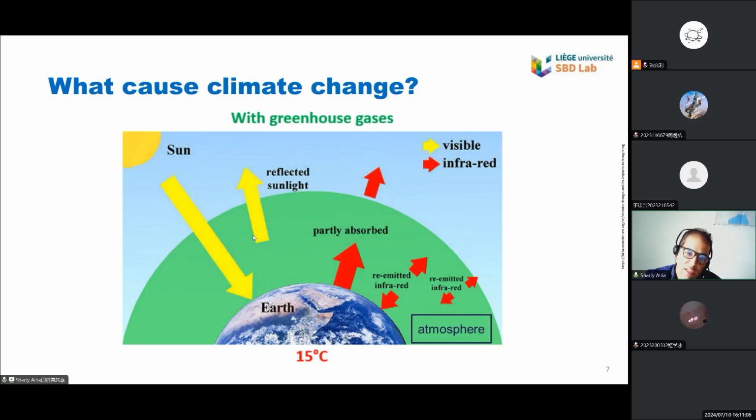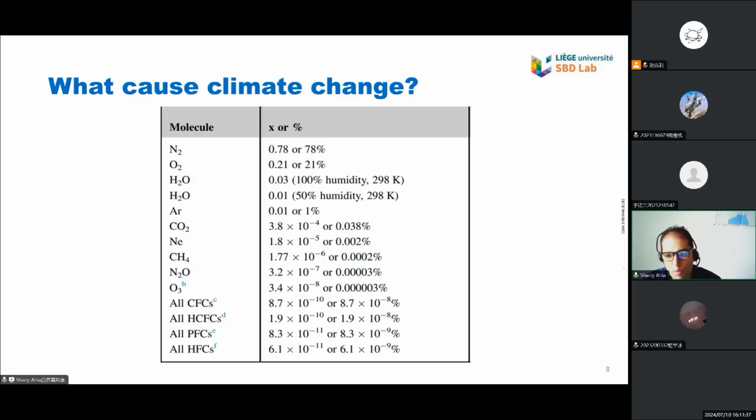This green layer is a certain mix of gases, and this mix of gases is trapping or blocking the reflectivity of the infrared, meaning that a part of these infrared radiations is absorbed in the atmosphere and re-emitted, and re-emitted. This means that we are in a vicious cycle, increasing artificially the temperature of the atmosphere around the planet. So this is actually the main problem.